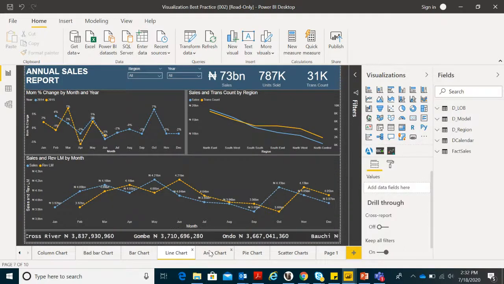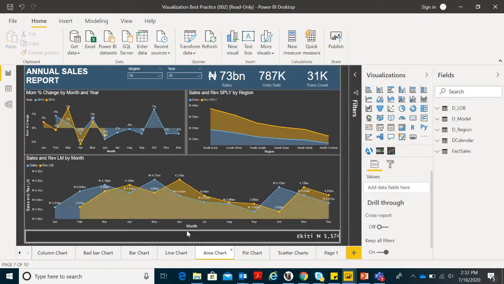And at the same time, the area chart simply shows you that it's also a trend thing, but it gives you that cover-up that makes it look a bit fuller. So that's the difference between the area chart and the line chart.